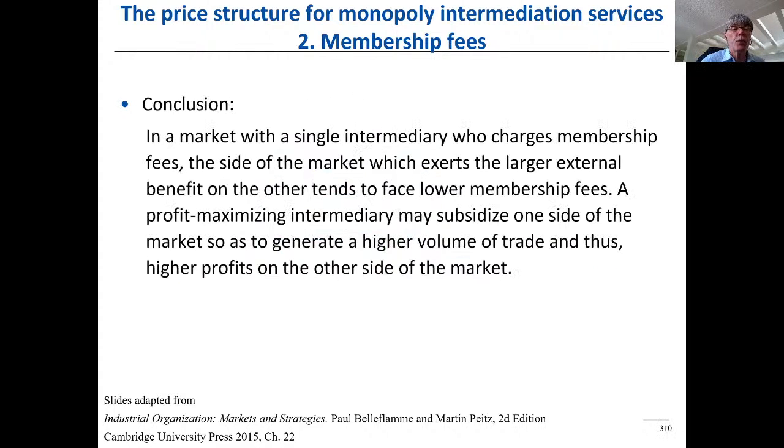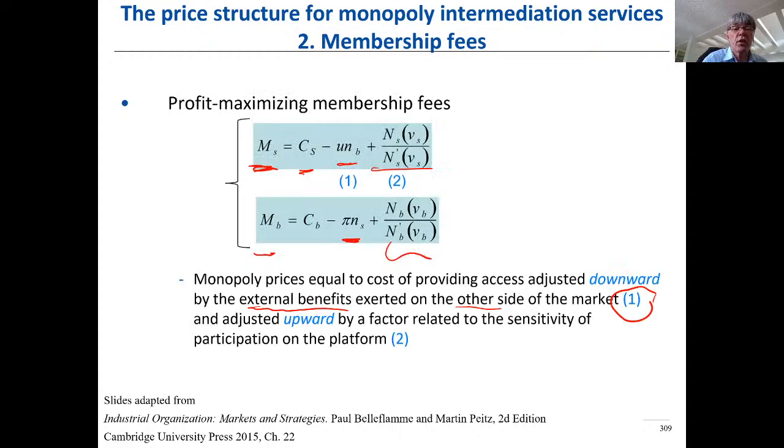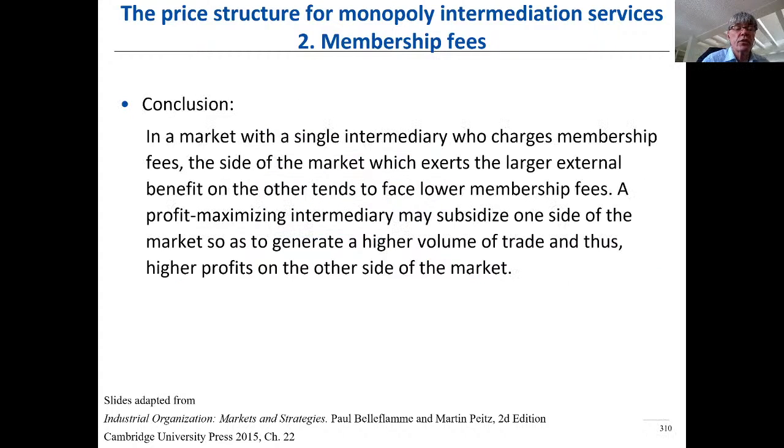Okay, that should be clear, and we can conclude here. In a market with a single intermediary who charges membership fees, okay, transaction fees are different, or usage fees, the side of the market which exerts the larger external benefit on the other tends to face lower membership fees. So if U is larger than pi, the suppliers, the sellers, will have a lower membership fee, and so on.